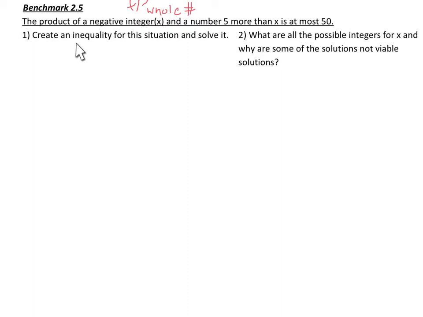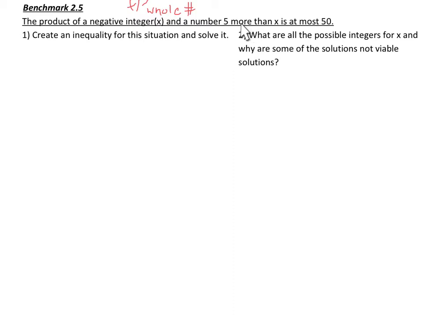So what we're going to do here is create an inequality and then solve it. And then think about the inequality in context. That's what this is kind of going to be about. So let's create an inequality. We're looking for the product of a negative integer x and a number 5 more than that. So let's start with that.